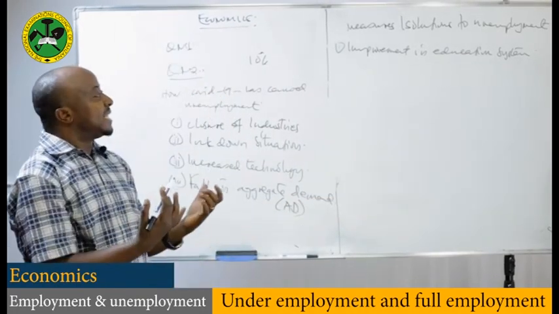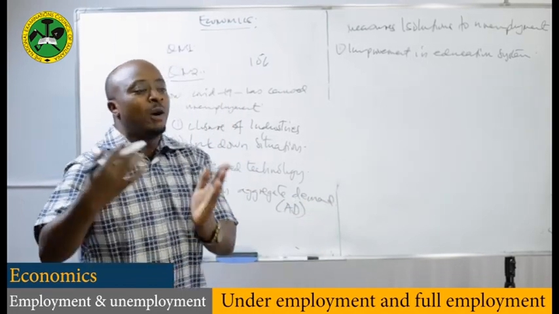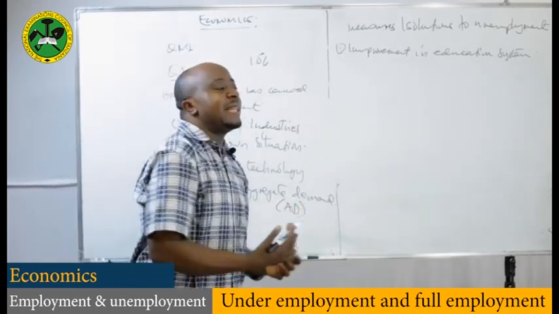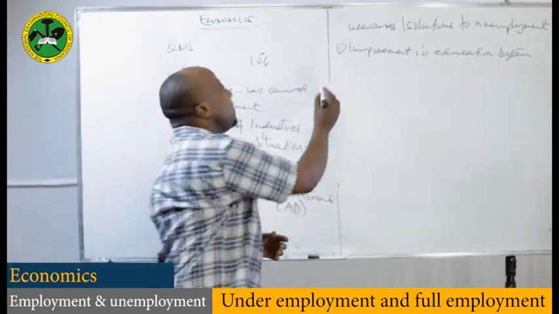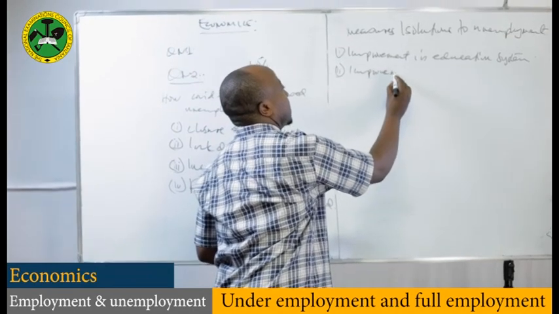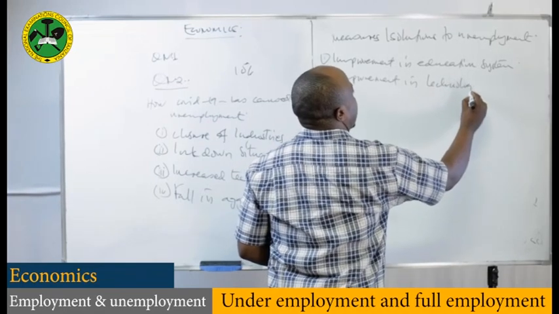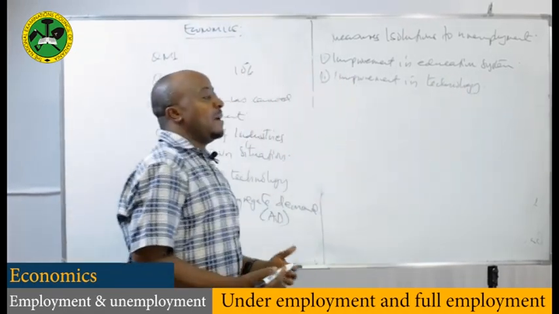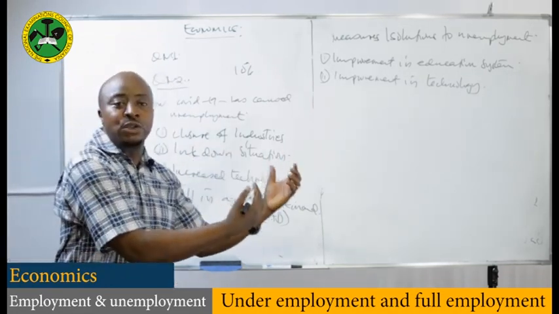But if we revise our education system, preparing people so that if you cannot be employed in an office, then you can employ yourself, that can also be a solution to unemployment. But also we can improve technology. Improved technology can make activities which were not conducted in one season to be conducted in another season.